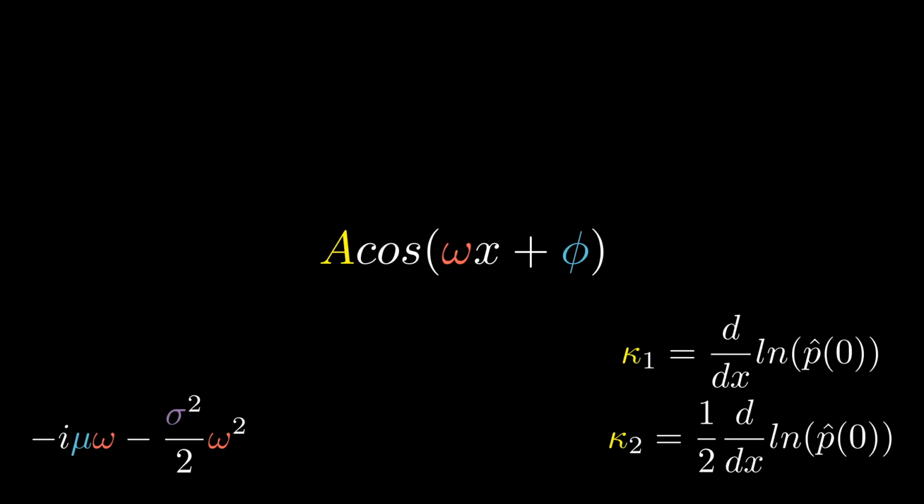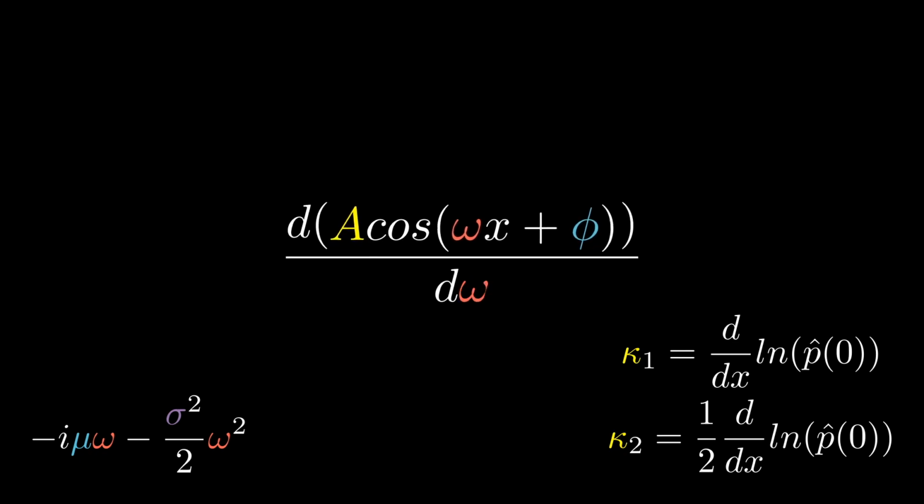The most important thing about taking the derivative of a Fourier transform is that the input of the Fourier transform is the frequency of the sinusoid, not the point that we evaluate the sinusoid at. So when we take the derivative of our sinusoid, we take it with respect to omega and not x, like you usually do in calculus.